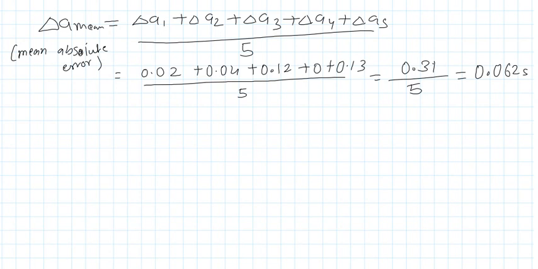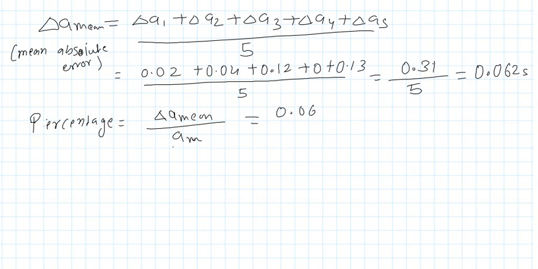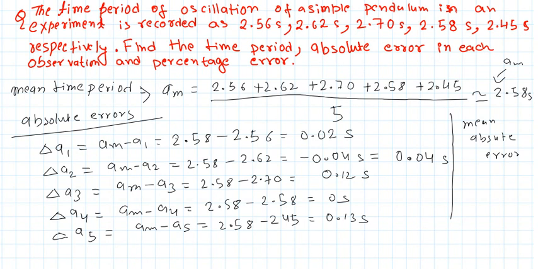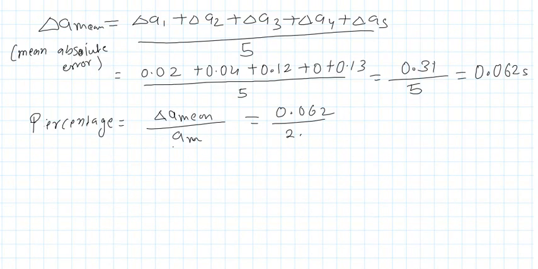Now we have to find the percentage error. Percentage error is basically relative error into 100%. So what is relative error? First we have to put the mean absolute error upon the mean value. So here 0.062 is our mean absolute error, upon 2.58, into 100%, and this will give us around 2.4%. So this is our percentage error.